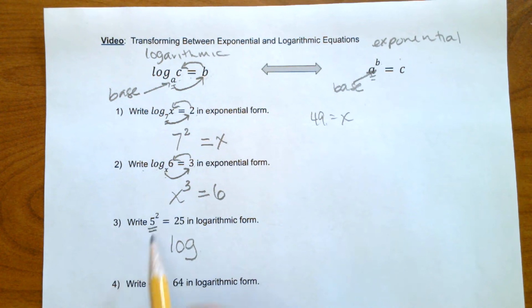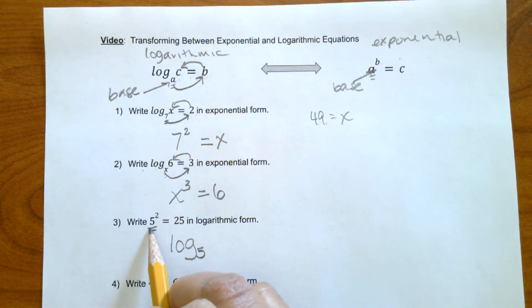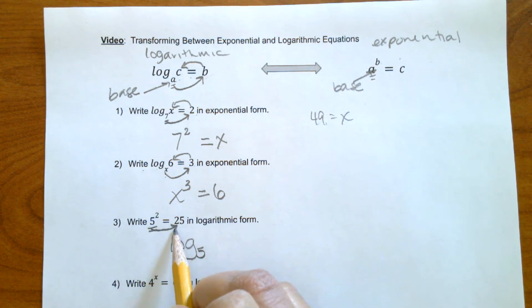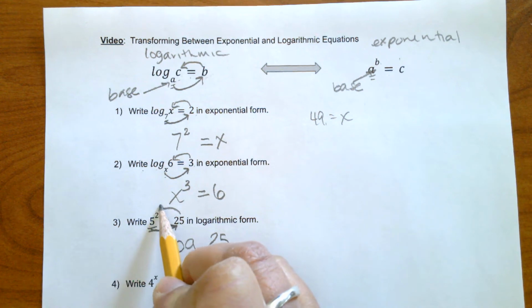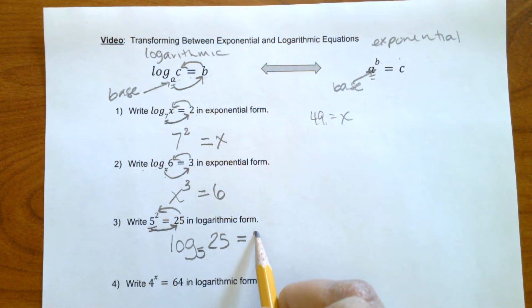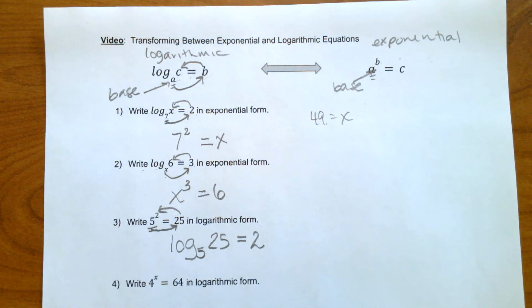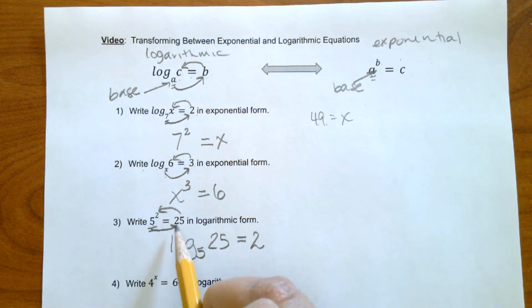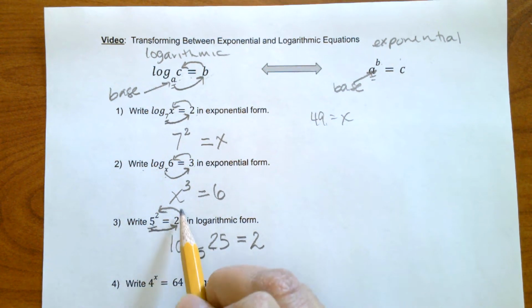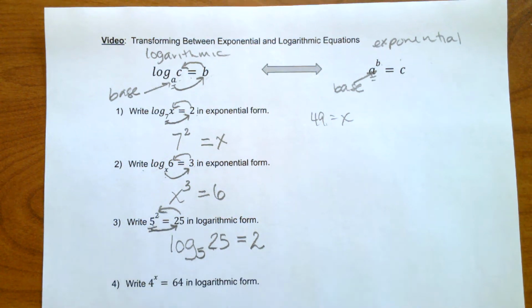So here, what's our base? Our 5 is our base, so that's going to be our little tiny number. So 5, what are we taking the logarithm of? 25. What is that going to equal? Equals our exponent of 2. So you're just going around in a circle. Log of base 5, 25, 2.